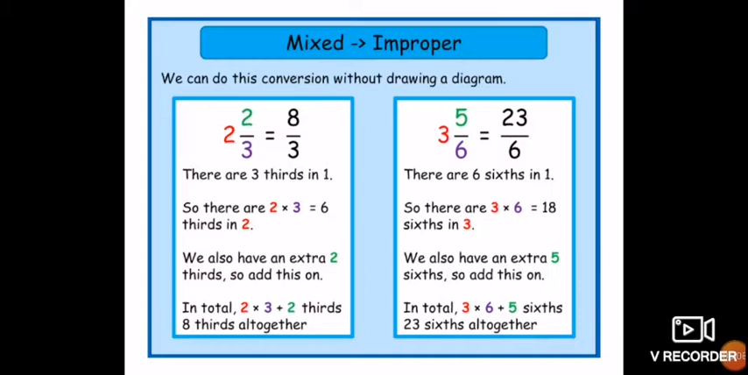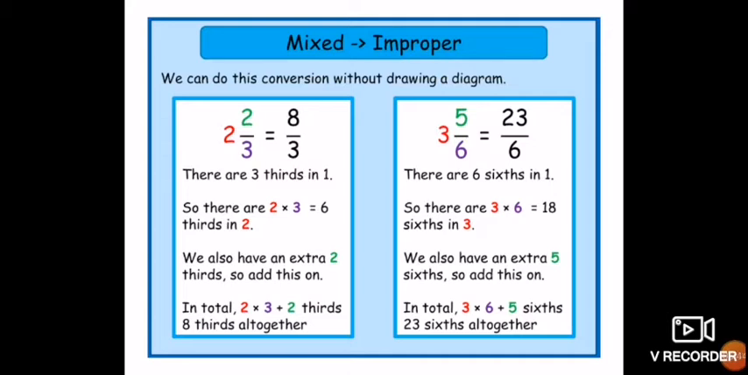There are 3/3 in 1. So 3 will be multiplied by 2. 3 2s are 6, plus the 2 extra, which is your remainder, will be added to that whole part. Now 6 plus 2 becomes 8 upon 3. So in total you can write 3 multiplied by 2 plus 2, and that will become 8 by 3.